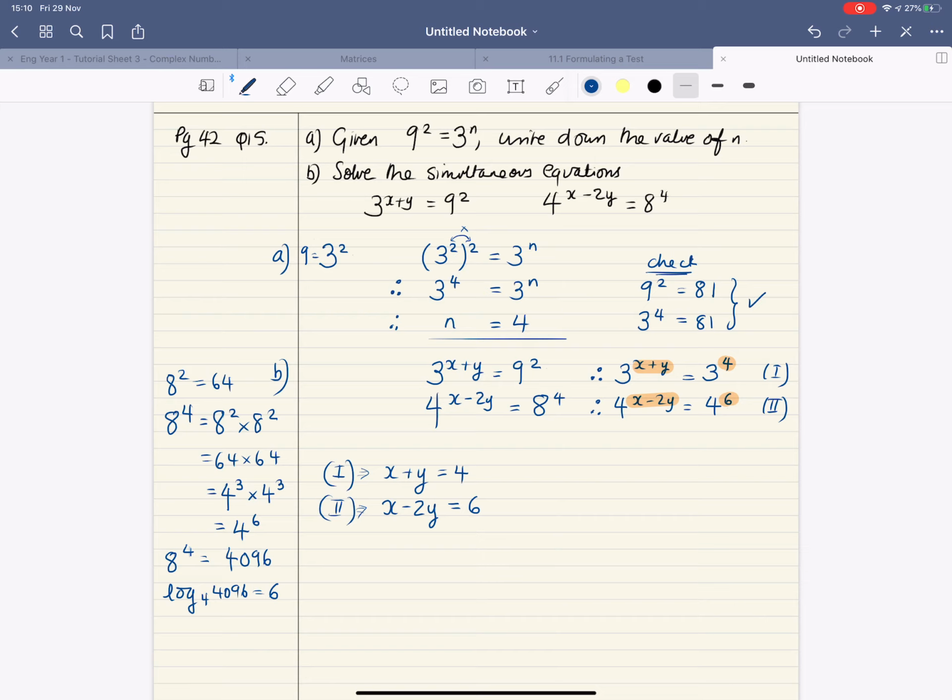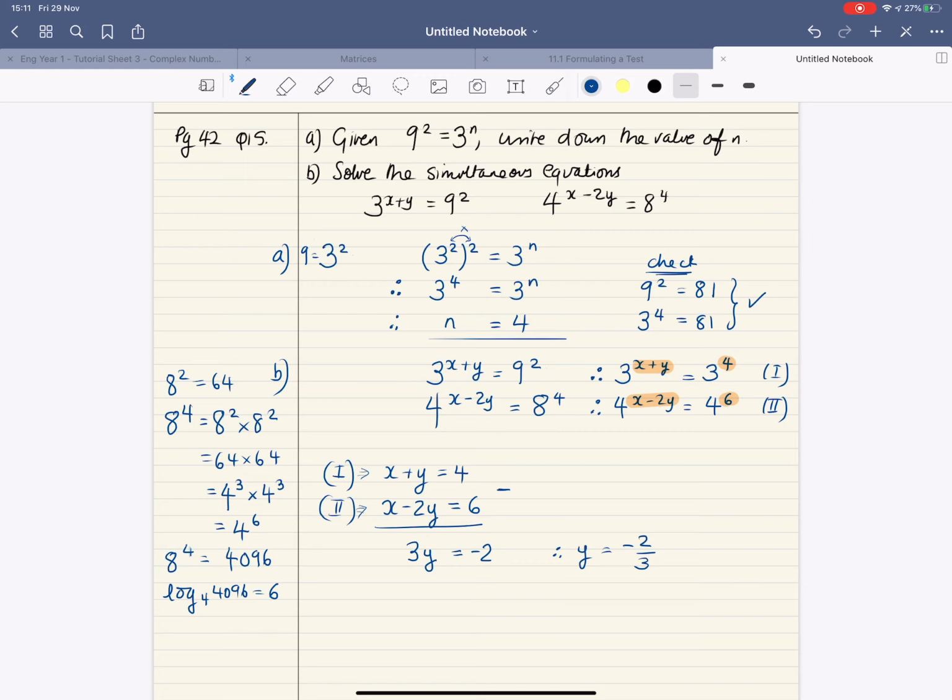If we do this equation take away this equation, okay, so if we do a take away here, x take away x cancels, y take away minus 2y makes 3y, and 4 take away 6 is minus 2. So therefore y is, divide both sides by 3, minus 2/3.